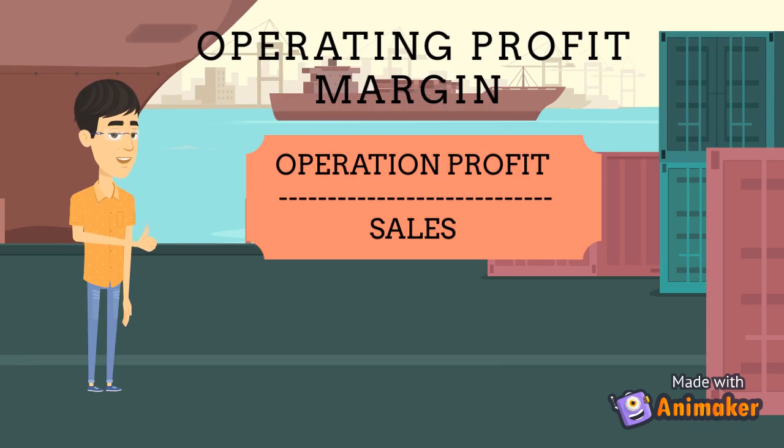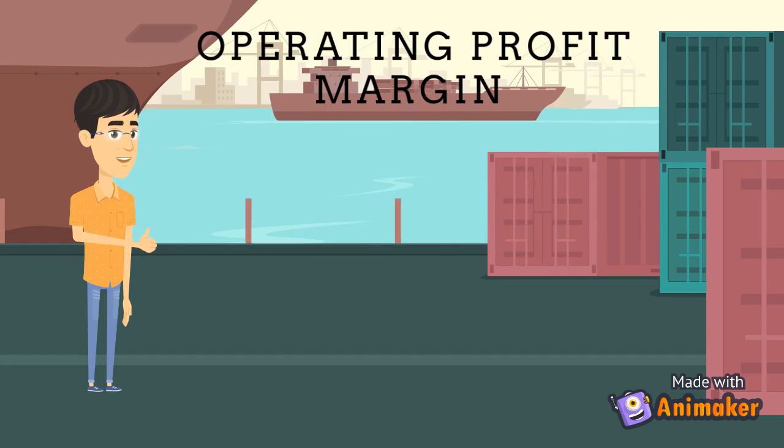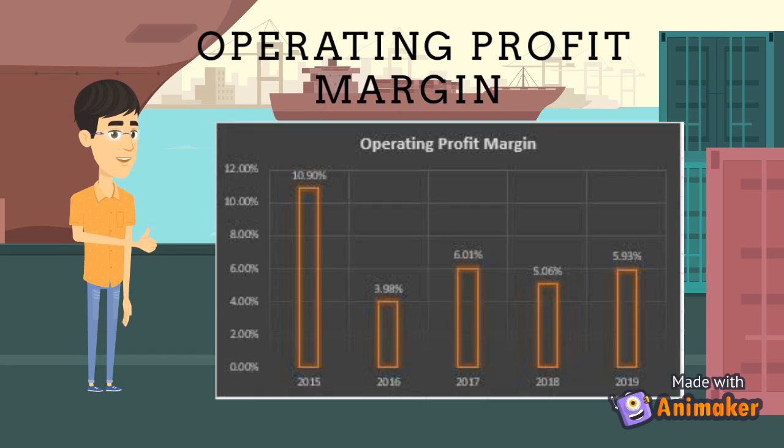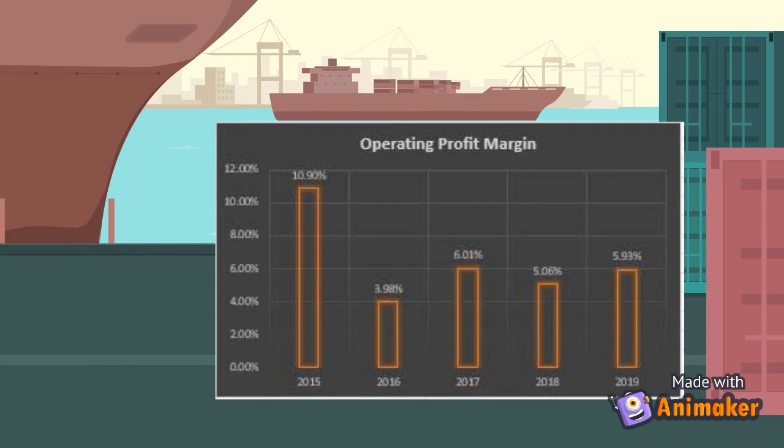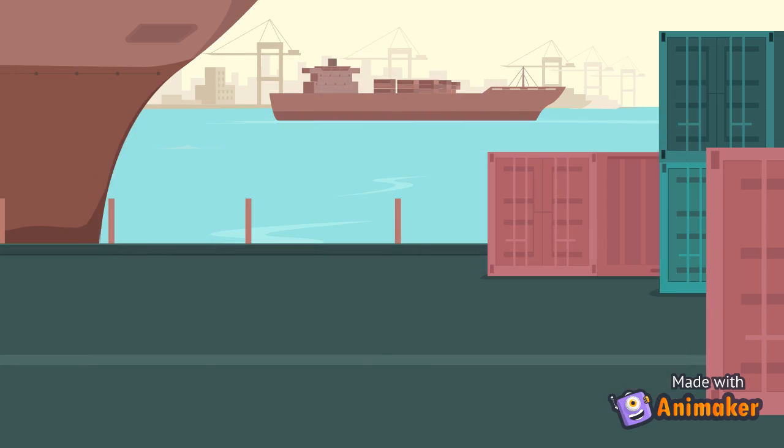Operating profit margin is operating profit divided by sales. It measures the percentage of each sale remaining after deducting all costs and expenses. It represents a pure profit earned for each sale. During the 5 years period, the lowest percentage of operating profit margin is shown in 2016 and the highest is in 2015.